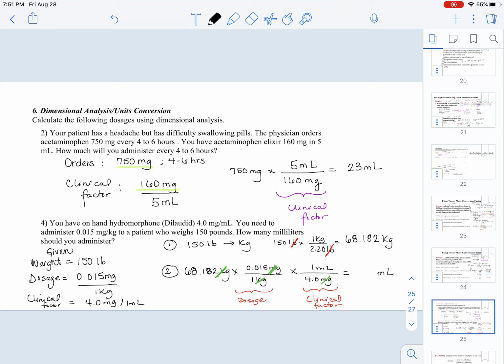So when I take that 68.18 and I multiply it times 0.015 times 1, and I divide the whole thing by 4, you find the result to be 0.25568. If we round it to 2 decimal places, your final answer will be 0.26.